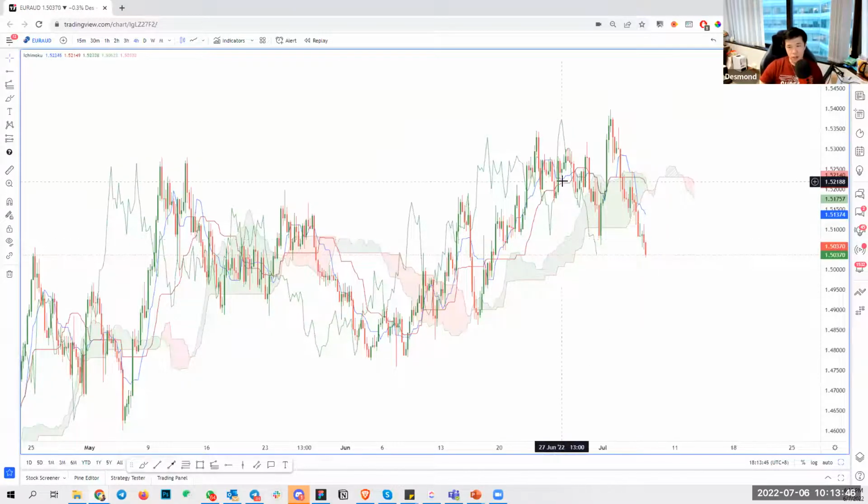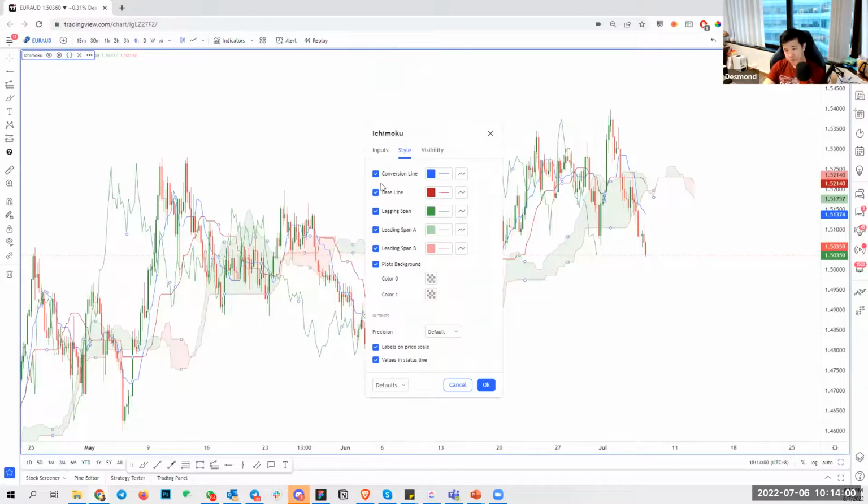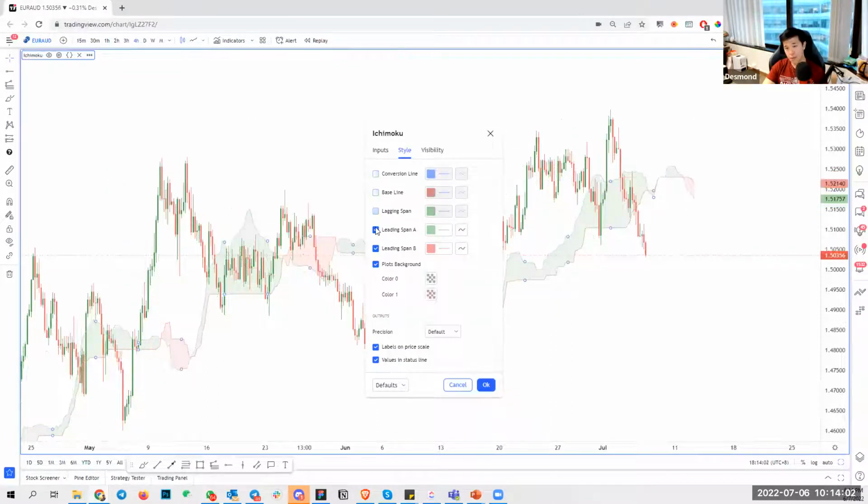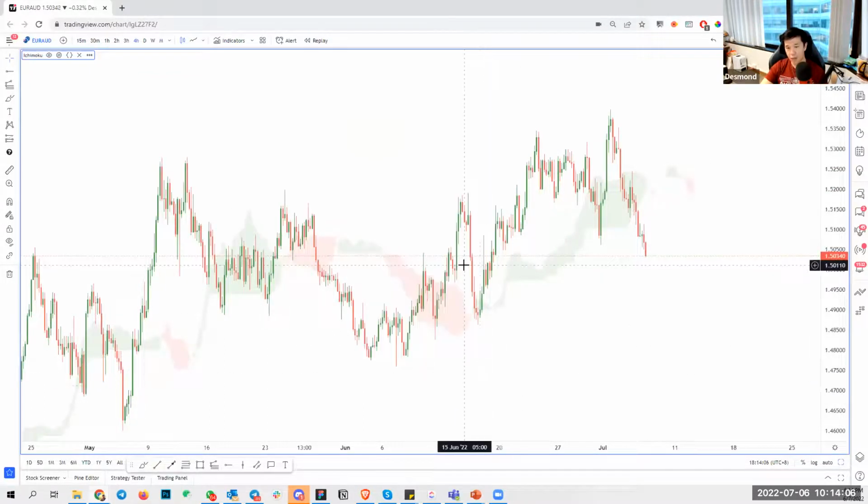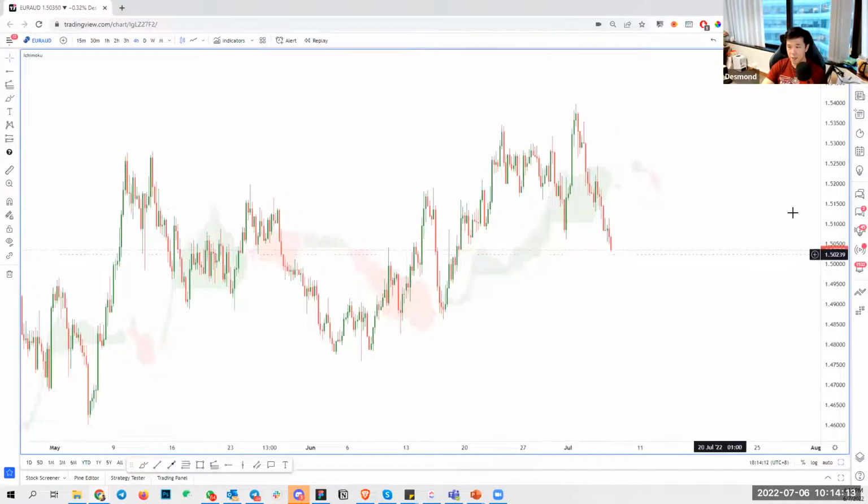A lot of people, when they try to use Ichimoku, don't like that because of all these lines, it makes the chart over cluttered. So what you can do instead is click on this setting, remove everything, and just leave the background. Leave the background as it is, and this is good enough for trading simple trends.